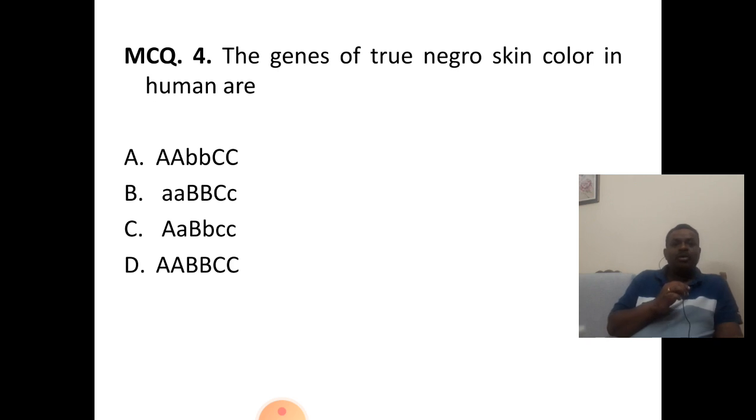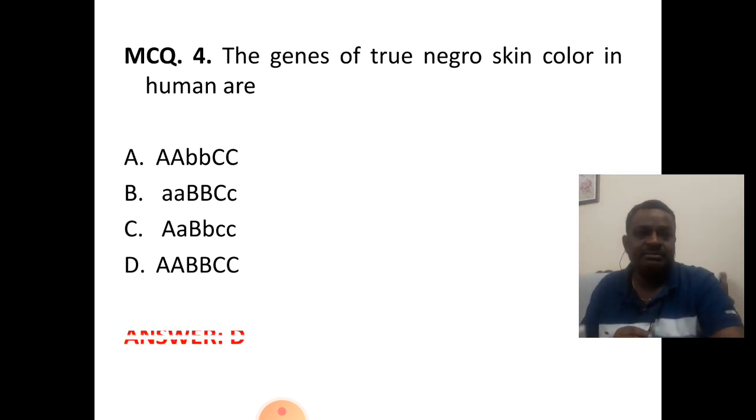The genes of true Negro skin color, that is dark black color, in human are, what are the genes that represent dark color of the skin? It is capital A, capital A, capital B, capital B, capital C, capital C. So answer is D.